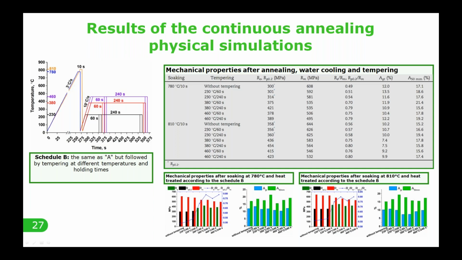A slight lowering of the ultimate tensile strength and an increase in the elongation to fracture is observed following tempering at 230 centigrades. Tempering at higher temperatures, 380 centigrades and 460 centigrades, leads to an increase in yield strength and simultaneously a decrease of ultimate tensile strength. Moreover, in all cases, an increase in the tempering time leads to a small increase of yield strength and lowering of the ultimate tensile strength.